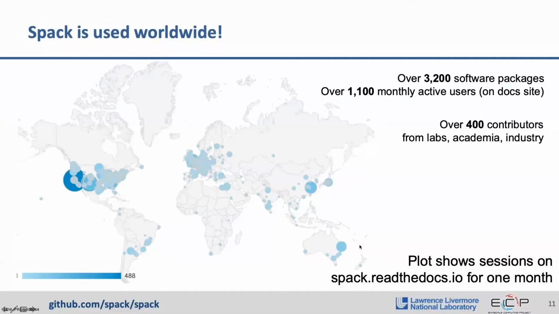There's over 3,000 software packages in Spack right now. There's 1,100 monthly active users. Actually, there's over 2,000 monthly active users on the docs site now in recent months, and over 400 contributors. So we're leveraging a lot of network effects for Spack to get the software maintained in sort of a crowdsourced way.